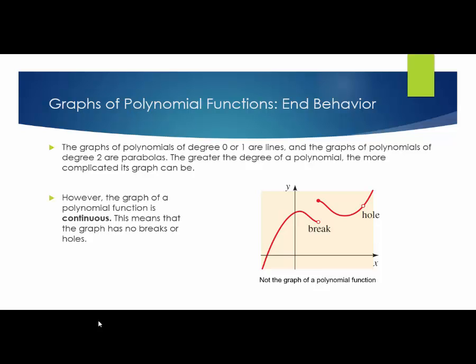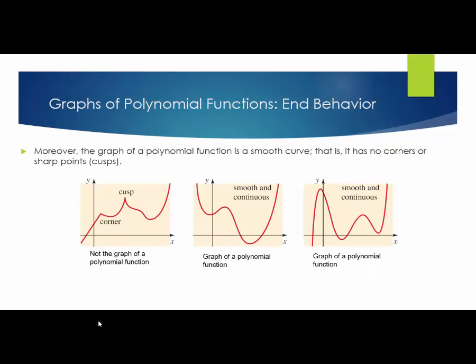So looking at that picture, that's not going to be what happens with the polynomial function. We should be able to draw the entire thing without picking up our pencil. Moreover, the polynomial function is a nice smooth curve. It doesn't have any corners or sharp points or cusps. So the first one's not a polynomial, and the second two are. So again, you can draw it without picking up your pencil, and it's not going to have those sharp turns in it.